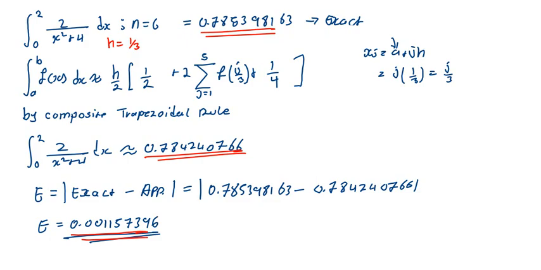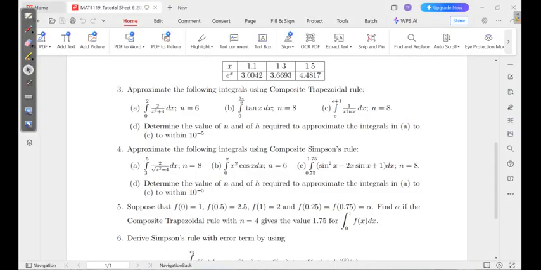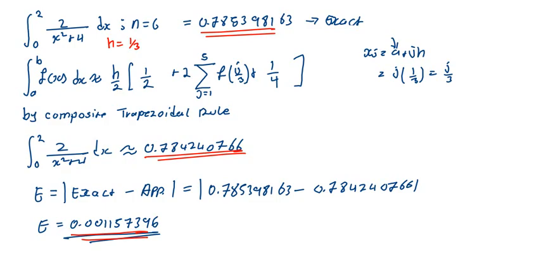Let's now go to part D, which is asking us to determine n and h to within the degree of accuracy given as 10 to the power negative 5. So how do we work this out? How we work this out is pretty simple and straightforward.